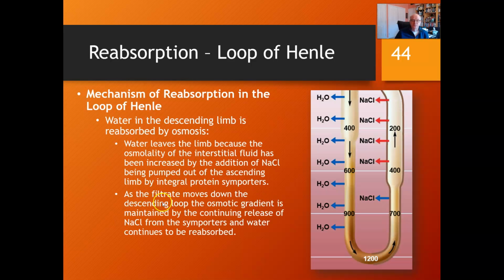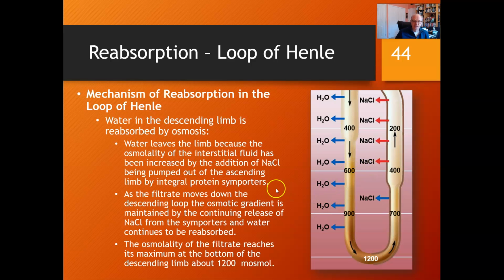And as the filtrate moves down the descending limb, the osmotic gradient is maintained by continuing the release of sodium chloride. So you're maintaining this gradient, even though water's leaving all the time. More and more sodium chloride's being pumped out as well. So the gradient is maintained, and water continues to leave until it reaches the highest concentration at the bottom of the loop, which is 1200 milliosmoles.